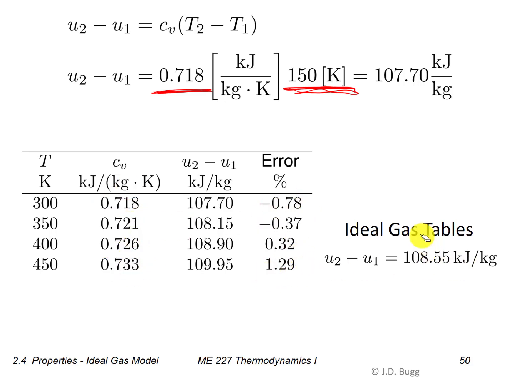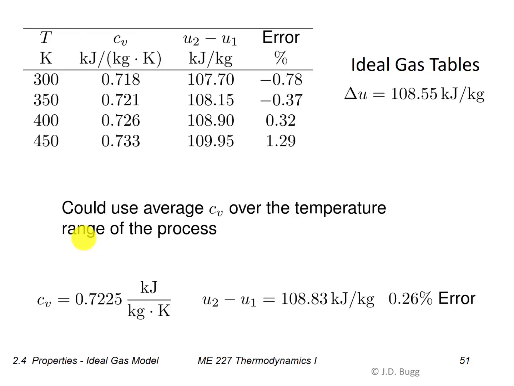Now, in practice, we could actually still do a little bit better than this. We know our starting temperature is 300 and our ending temperature is 450, so why don't we use a value of CV in the middle here? That will give even better results. So let's see how that works.